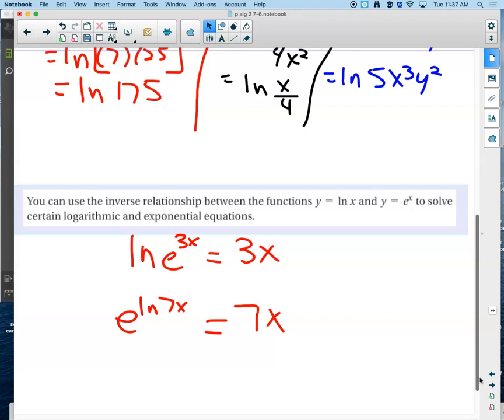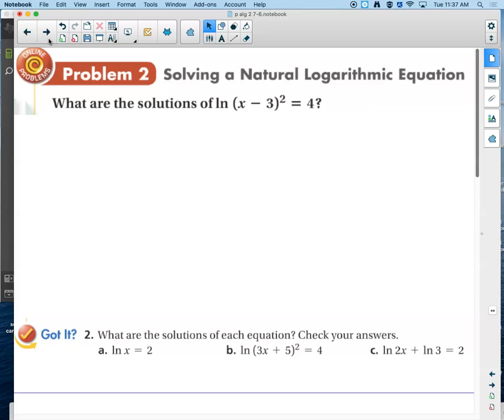So now we're going to use that to solve. And there was no big box of step 1, step 2, step 3, because we know how to do this. We've done this before, just with different bases. So here we go. What are the solutions of natural log quantity x minus 3 squared equals 4? I don't know, it's got that goofy ln thing in there. Well, I know that's logarithm base e.